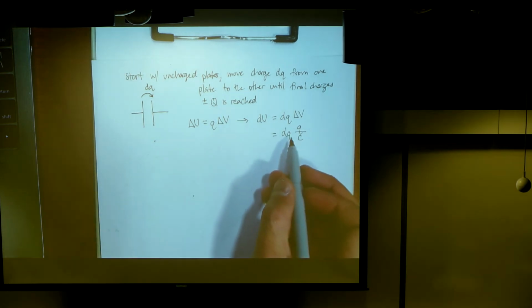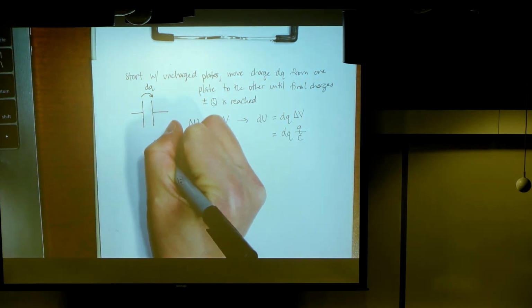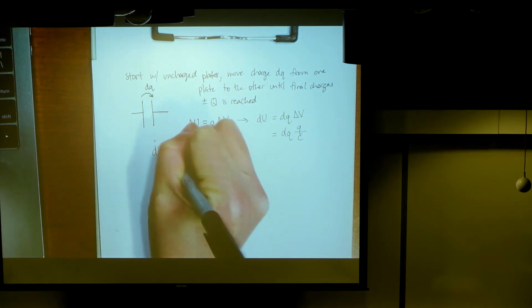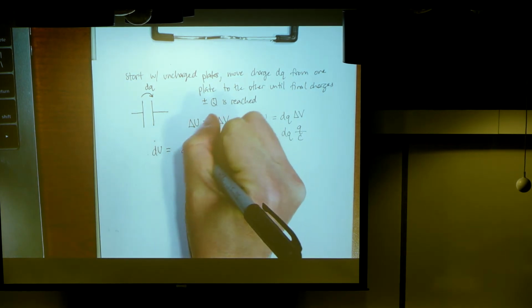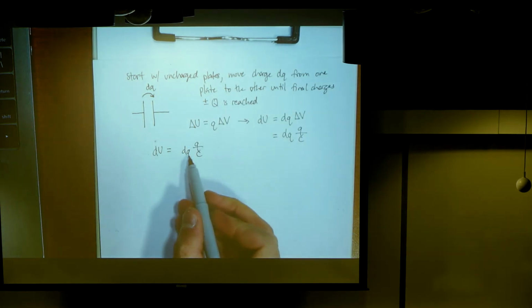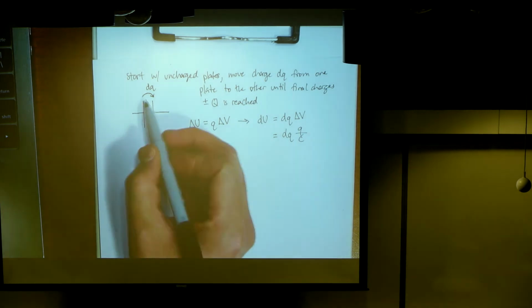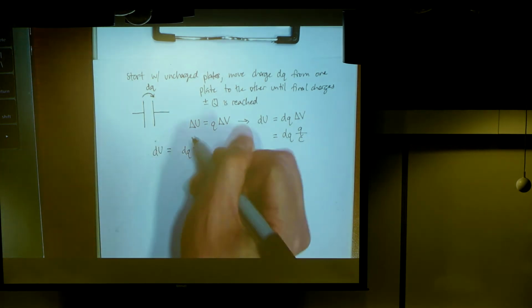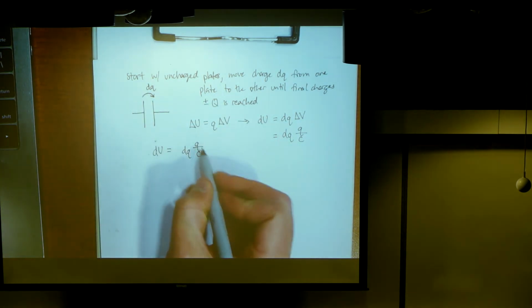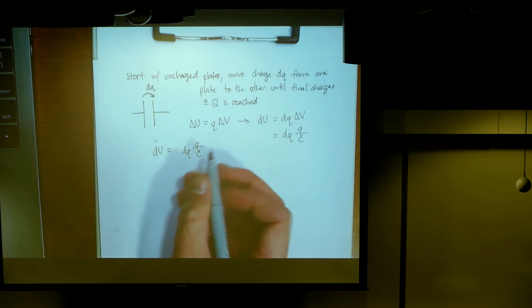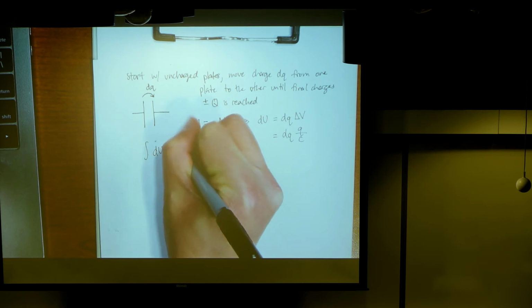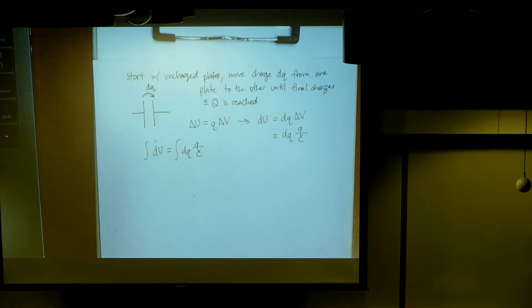All right, so let's go through that. What we have is dU equals dq times q divided by C, where, just to be clear, dq is this little bit of charge that we move over, and q is the total amount that's accumulated so far. That's what that means, all right? If we integrate both sides, we're going to get the formula we're looking for.